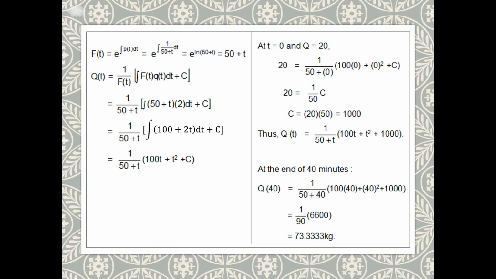To find the amount of salt at the end of 40 minutes, you need to replace the t in the formula with 40 and simplify. You will get the answer for the Q is 73.3333 kg. Make sure you write down the correct unit in your final answer.